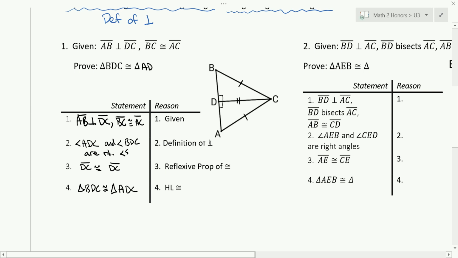All right, so that's where I want to stop. Homework again is to finish all of parallel and all of perpendicular, so that's proof tip 4 and proof tip 5.